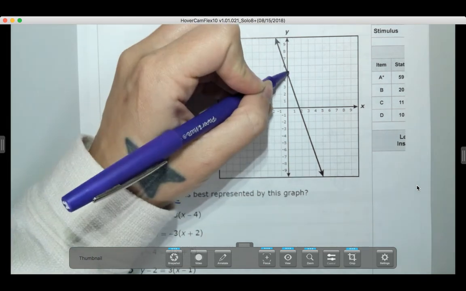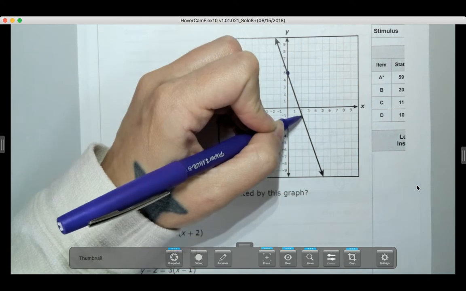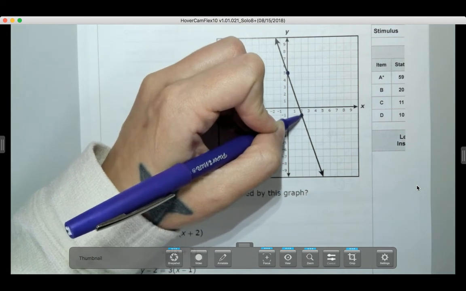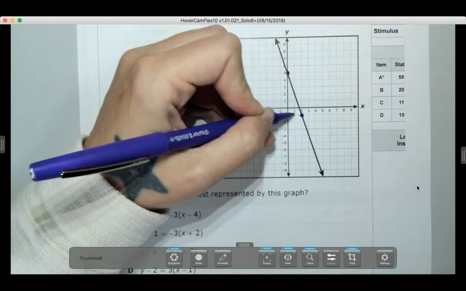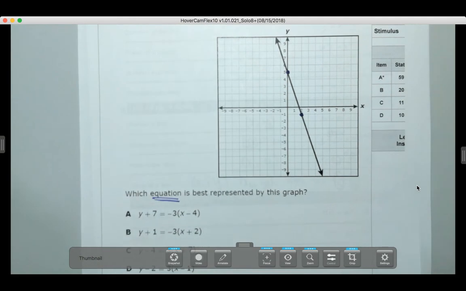Some of you all might remember rise over run. I'm finding 2 points that fall perfectly on corners, and you could count the rise over run. But I find that ends with a lot of errors for me. I forget which way I'm counting. I make mistakes with the direction.